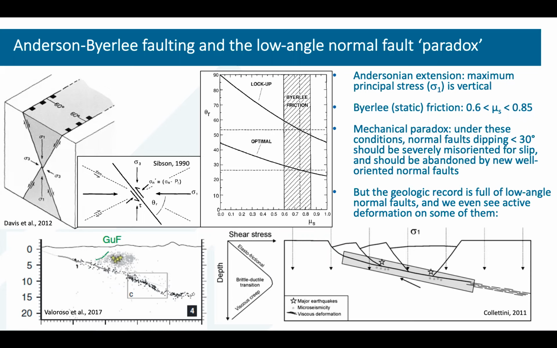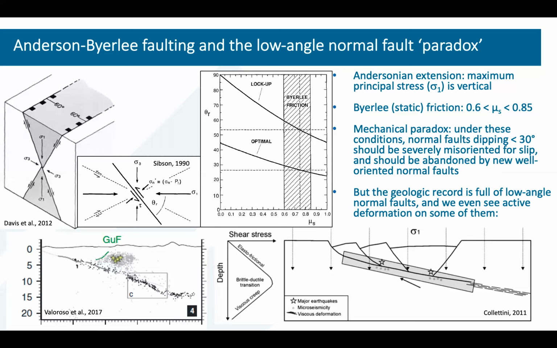In addition to the low-angle normal faults we see in the geologic record, we also see some active examples. Down here at the bottom left is an example from the Alto Tiberina fault in the northern Apennines of Italy. All these black dots are microseismicity that outline the shallowly dipping normal fault below about 4 kilometers depth. And then this green one is the Gubbio fault, which is a splay in the hanging wall that hosts some larger earthquakes. Over here on the right is an interpretation from Colatini's review paper of the mechanical processes at work here, with viscous deformation below the brittle-ductile transition, and then frictional creep on the detachment with larger earthquakes on the splay faults.